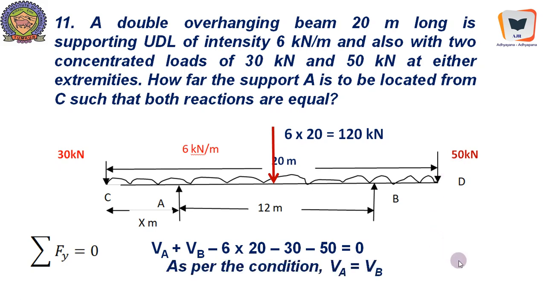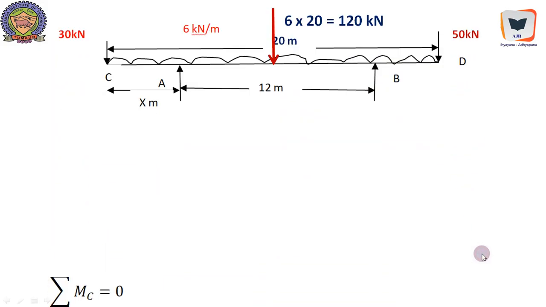So that will get us, as per the condition, VA equal to VB. Then we will substitute that, it will become 2 times VA equal to something, and we will get VA equal to VB equal to 100 kilonewton. Now, same thing, we need to find out one of the reactions.